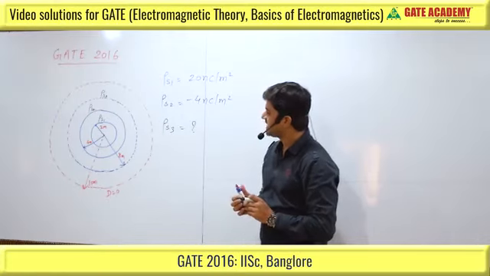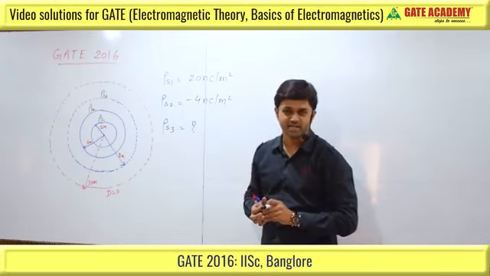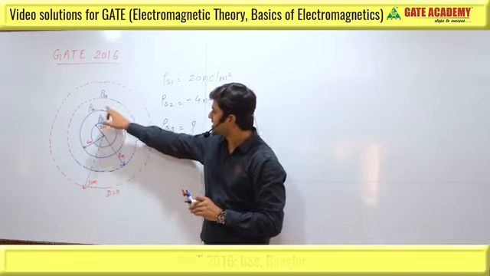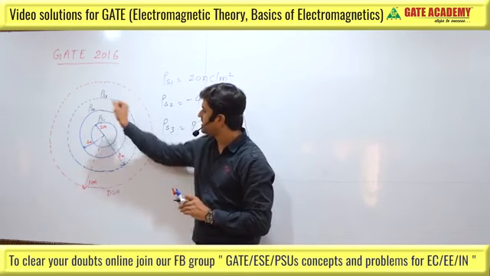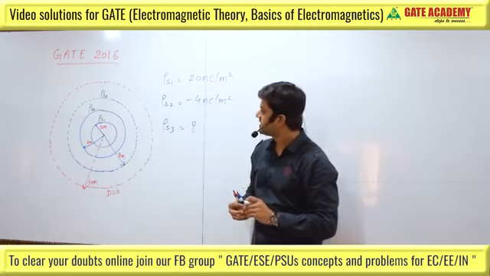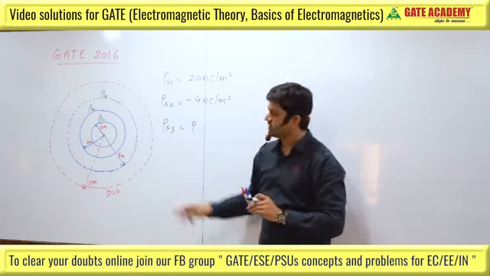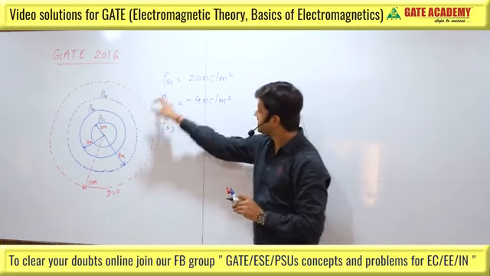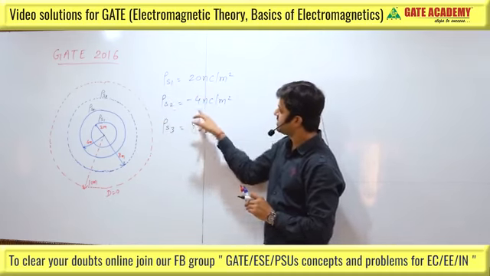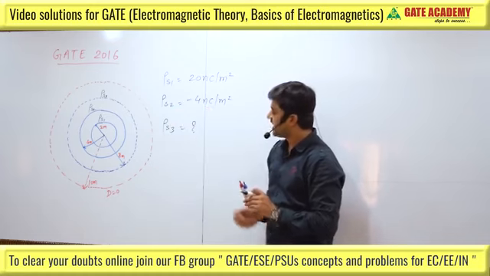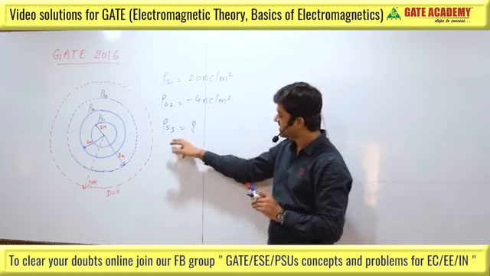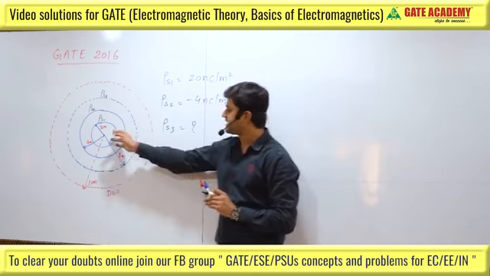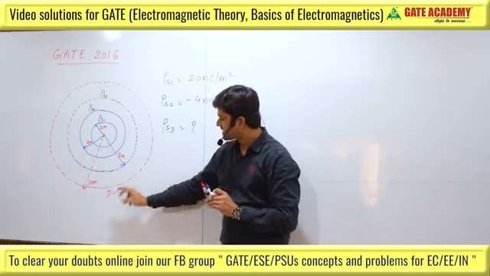So in this question it is given that there are 3 concentric spherical shells having surface charge density rho s1 with radius 2 meter, surface charge density rho s2 having radius 4 meter, and surface charge density rho s3 having radius 8 meter. Rho s1 is 20 nanocoulomb per meter square, rho s2 is minus 4 nanocoulomb per meter square, and we have to find rho s3, the surface charge density on the third spherical shell. It is also given that at distance 10 meter from the center, flux density is 0.